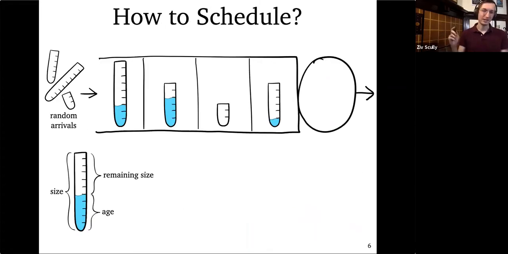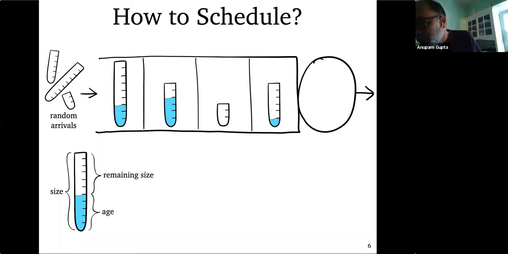So I've got a single server queue, jobs arriving over time. I know each job's size, and I can also know each job's age and thus remaining size. So how should I schedule to minimize mean response time? Question for the audience: if you were the server, which job would you serve?